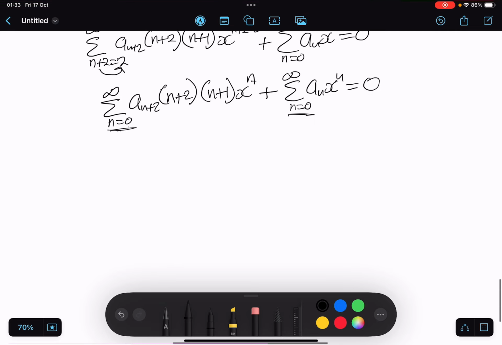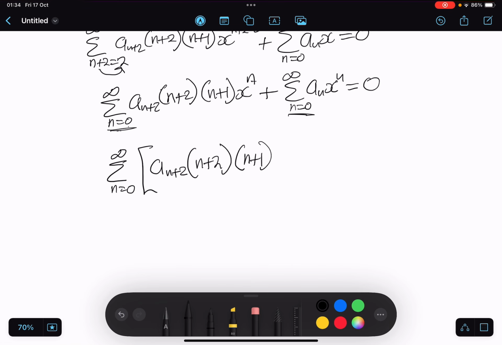From here, you're going to factor out the summation and x^n because they are the common term. So you're going to have the summation from n equals 0 of x^n times a_(n+2)(n+2)(n+1) plus a_n, which equals 0. So now I have this equation.